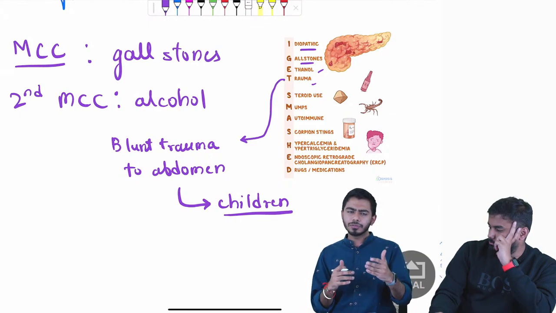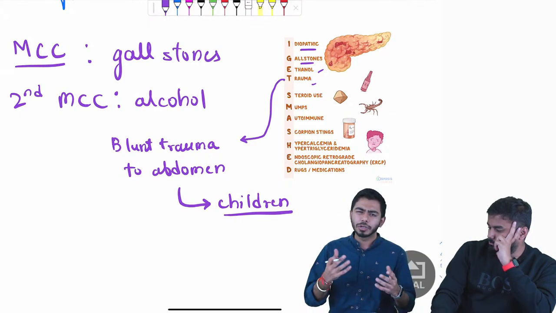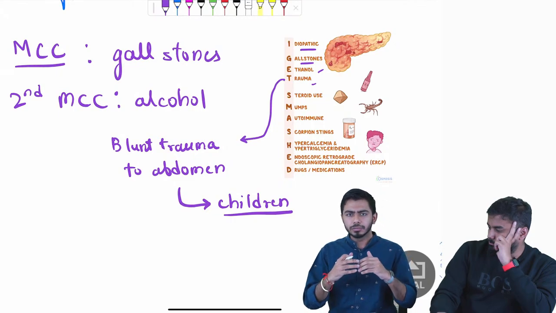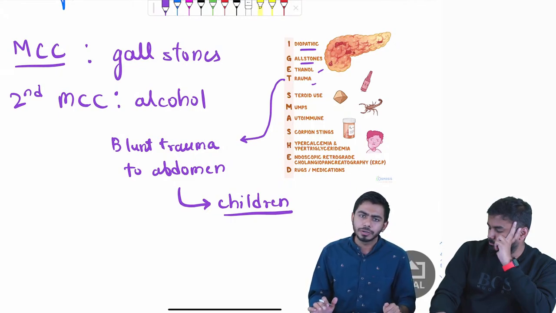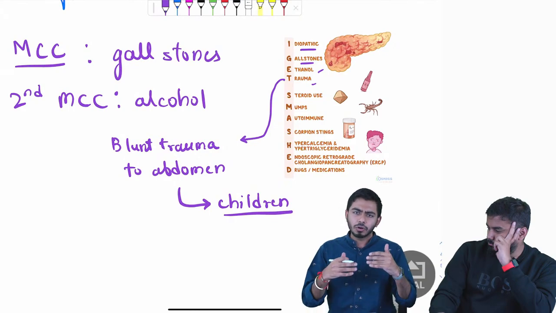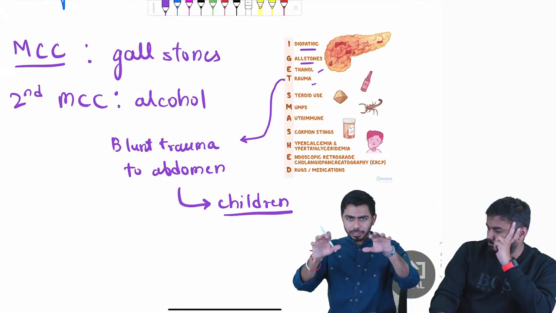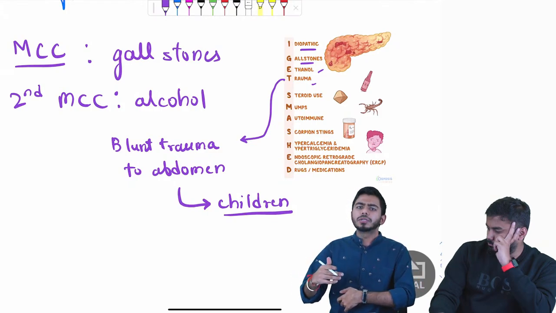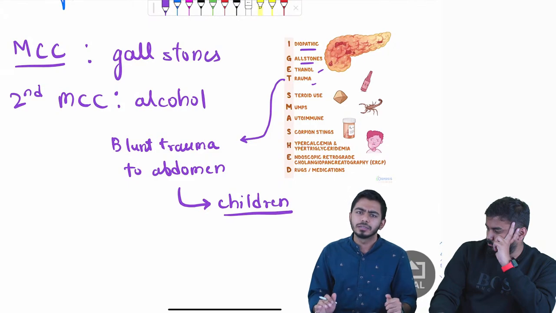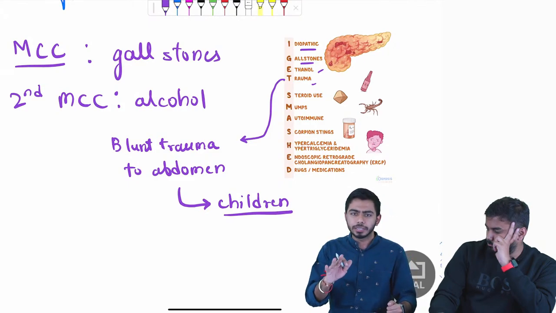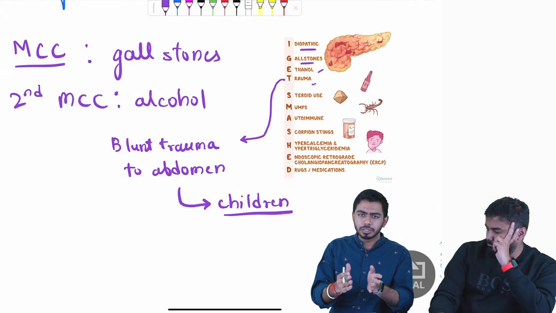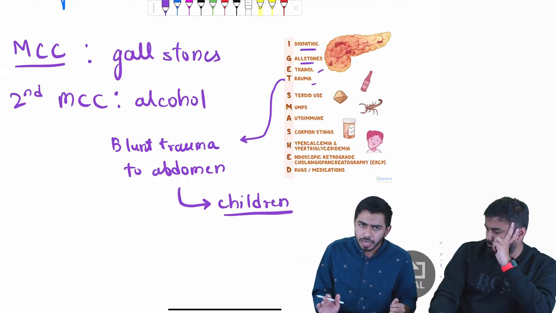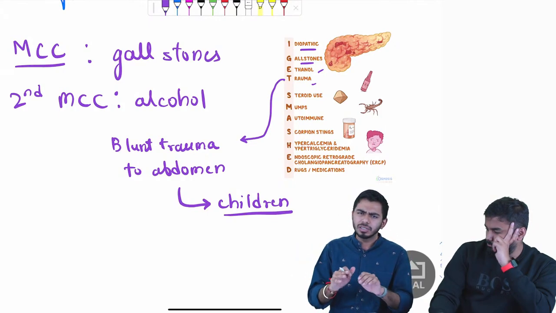If a child of, let's say, 10 to 12 or 14 years of age comes to the casualty, they will give the history of riding a bicycle and meeting with an accident. What could have happened is that the handle of the bicycle hit into the abdominal region, and due to that they might develop acute pancreatitis. There is a possibility that acute pancreatitis might not happen, but that is usually the most common cause in children.